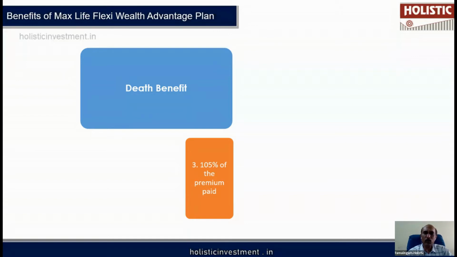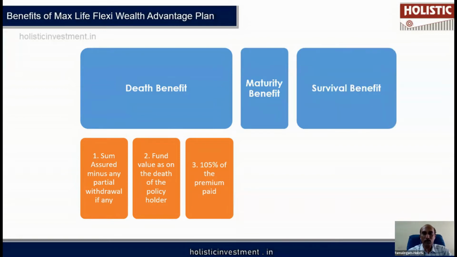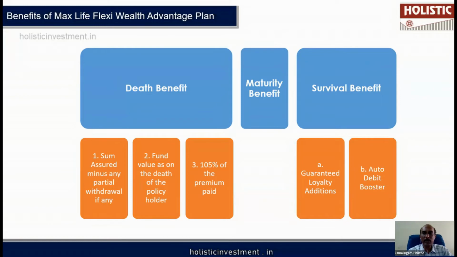You may ask, what are all those three values? First one is 105% of the premium paid. Next is fund value as on the date the death claim is filed. Number three, sum assured. Out of these three values, whichever is highest, that will be given to the nominee in case of unfortunate death of the policyholder. Maturity benefit and survival benefit is also available. Guaranteed loyalty additions and auto debit booster are also given as survival benefits.